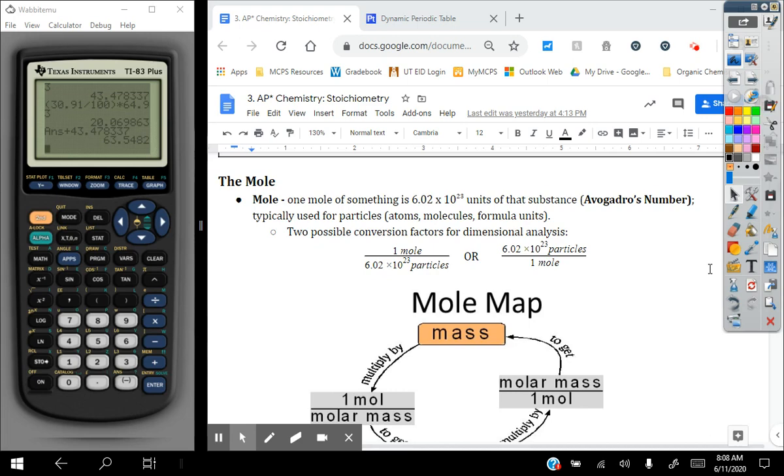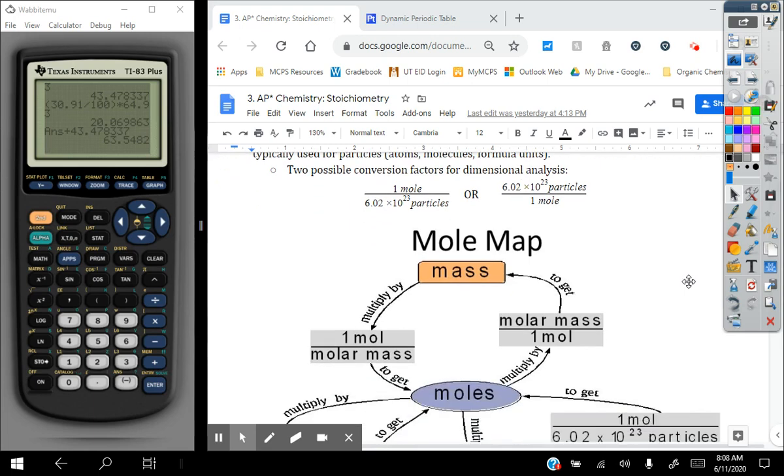As a result of 1 mole being equal to 6.02 times 10 to the 23rd, we actually can derive 2 different conversion factors here. 1 mole over 6.02 times 10 to the 23rd particles, or 6.02 times 10 to the 23rd particles over 1 mole. One thing I will say when it comes to the calculator here is scientific notation always throws people off in the calculator, so make sure you put parentheses around your 6.02 times 10 to the 23rd when you're putting it into your calculator. Otherwise, it's likely to get messed up.